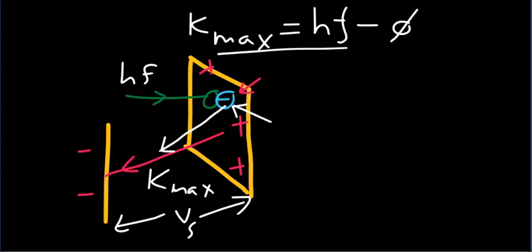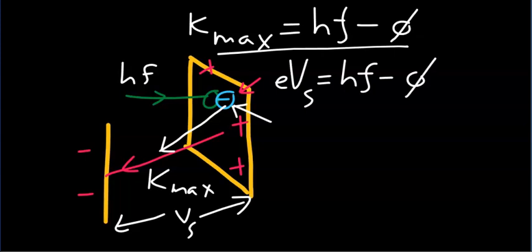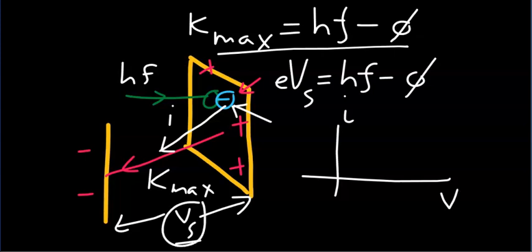So you see, this formula can also be written as e times the stopping potential equals the energy absorbed from the photon minus the work function of the metal. Now let's plot the value of the electric current produced by these photoelectrons versus the values of the backward potential. So this is the current and this is the values of backward potential until you get to the stopping potential.